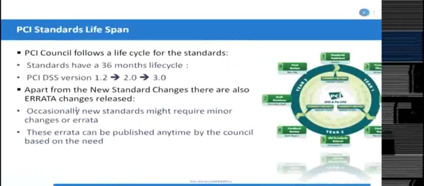During this 36 months of life cycle, the council gets a lot of feedback from the market, looks at what are the new trends, and then starts working on the upgrade of the versions. So these are the major version changes. What we have seen is PCI DSS version 1.2 changed to 2.0, and now we are talking about version 3.0.